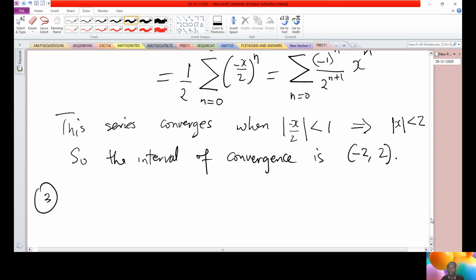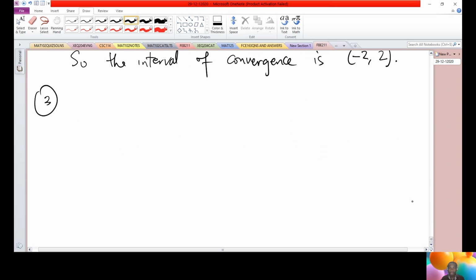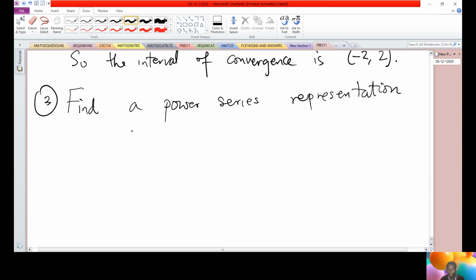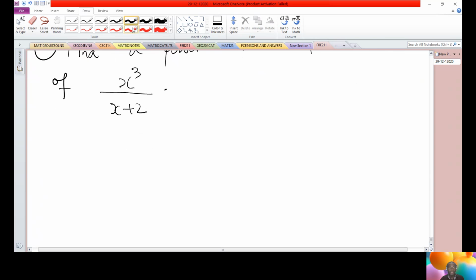Example 3, find a power series representation of x power 3 over x plus 2. Now, by observation, you see that this function is the same as the function in example 2. The only difference is that we have multiplied it by x power 3.